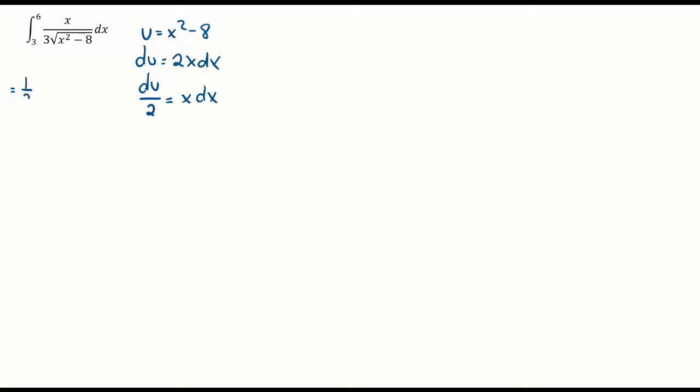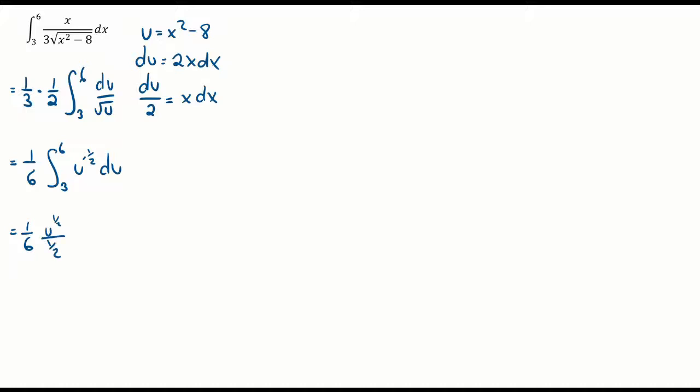So this equals, I pull out the 1/3, and then I have this 1/2 for my substitution. So I have the integral from 3 to 6 of du over square root of u. Wow, this is actually not too bad. This becomes 1/6 times the integral from 3 to 6. I'm going to write u as negative 1/2 because this is just a power rule. So that 1 over square root of u becomes u to the negative 1/2. When I integrate, I add 1 to the exponent, so u to the 1/2, and then divide by that number. We'll evaluate this from 3 to 6 after I plug back in for u.